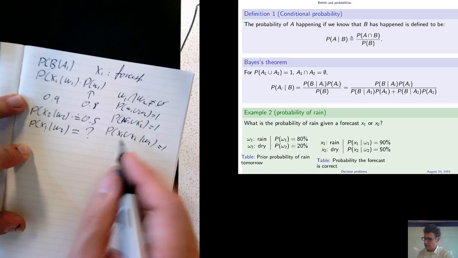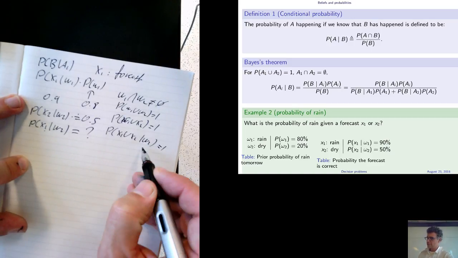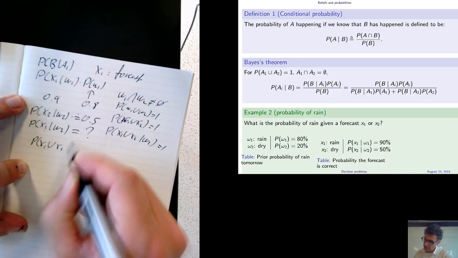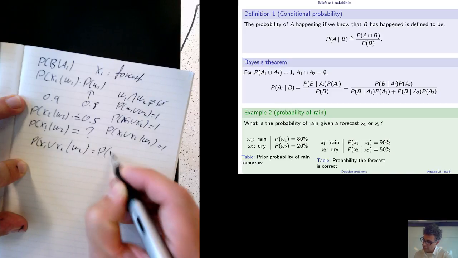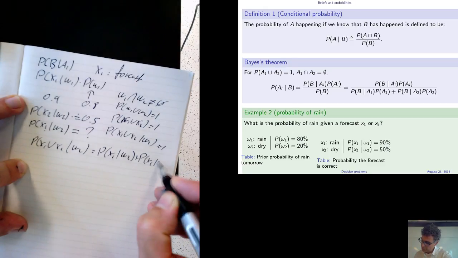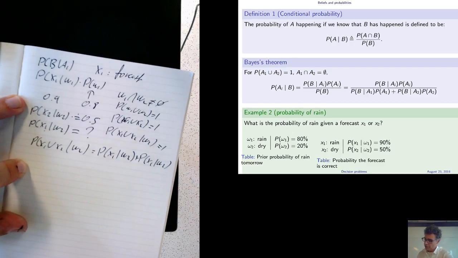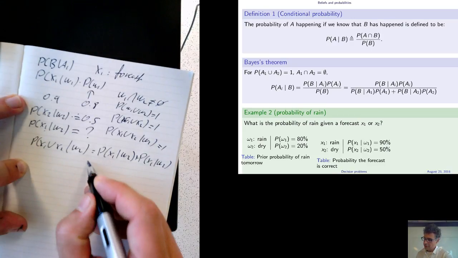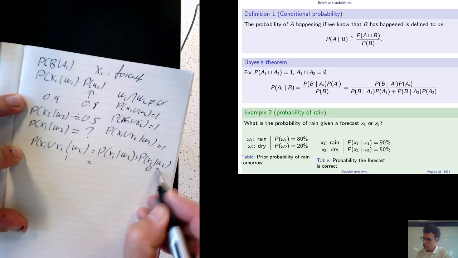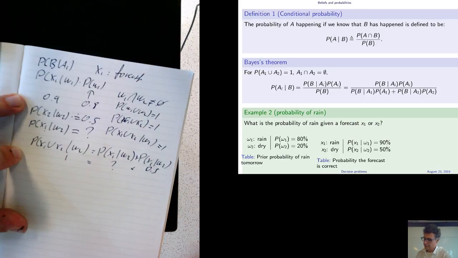So now we can use the same idea. Because they're mutually exclusive events, we can separate them. So P of X1 or X2 given omega 2 is the probability of X1 given omega 2 plus P of X2 given omega 2. That's because they're mutually exclusive events. Now we know that this is 1, and we know that this is 0.5, so that must also be 0.5. Fine, so now I have solved this one as well.